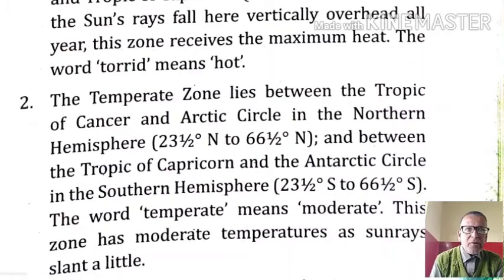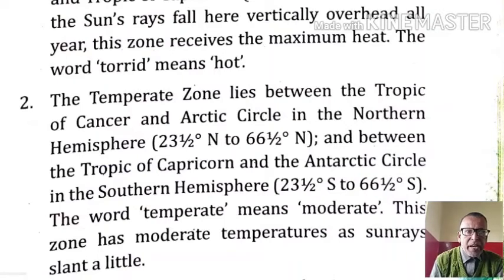Second, the temperate zone lies between the Tropic of Cancer and Arctic Circle in the northern hemisphere, and between the Tropic of Capricorn and Antarctic Circle in the southern hemisphere. So we can say that from 23.5 degree to 66.5 degree in both the hemispheres, this is the extent of temperate zone.